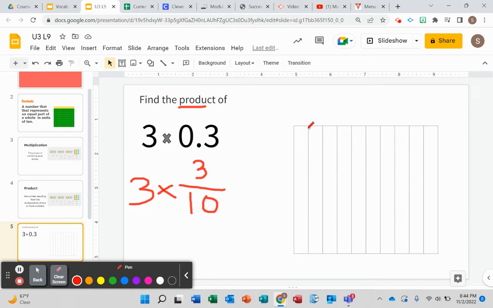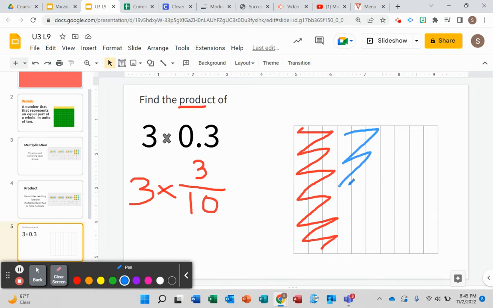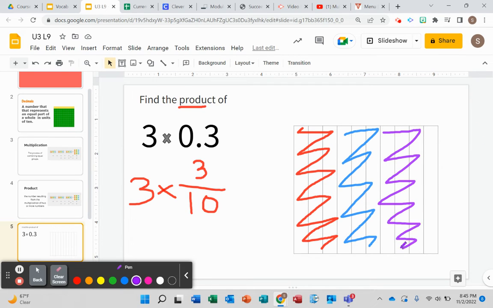All right. So what I'm going to do is shade in 3/10. So here is one group of 3/10, right? And I'm going to change colors for this. And I need 3 of these groups. So there's one group of 3/10. Here's 2 groups of 3/10. And here is 3 groups of 3/10. So now all of our shaded pieces together is going to equal 1, 2, 3, 4, 5, 6, 7, 8, 9 tenths.